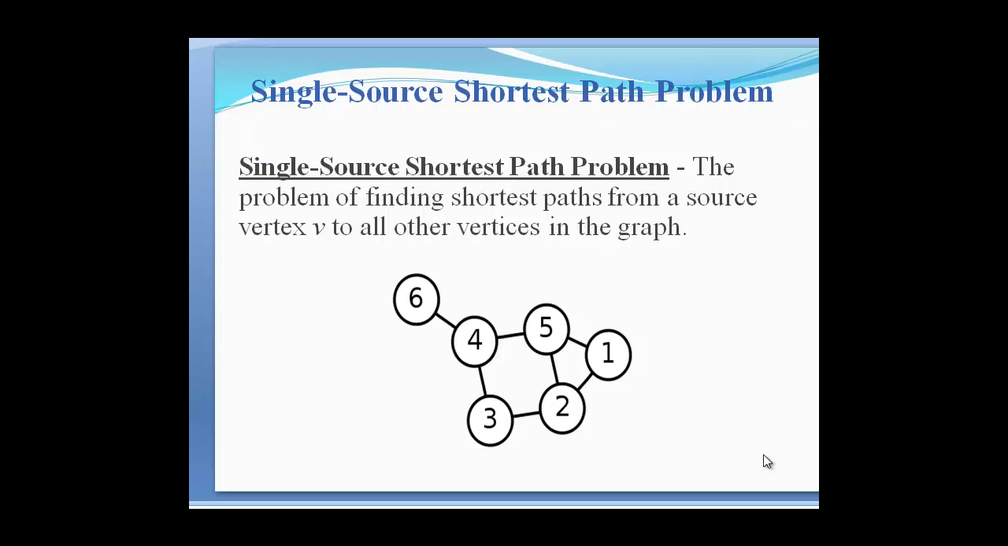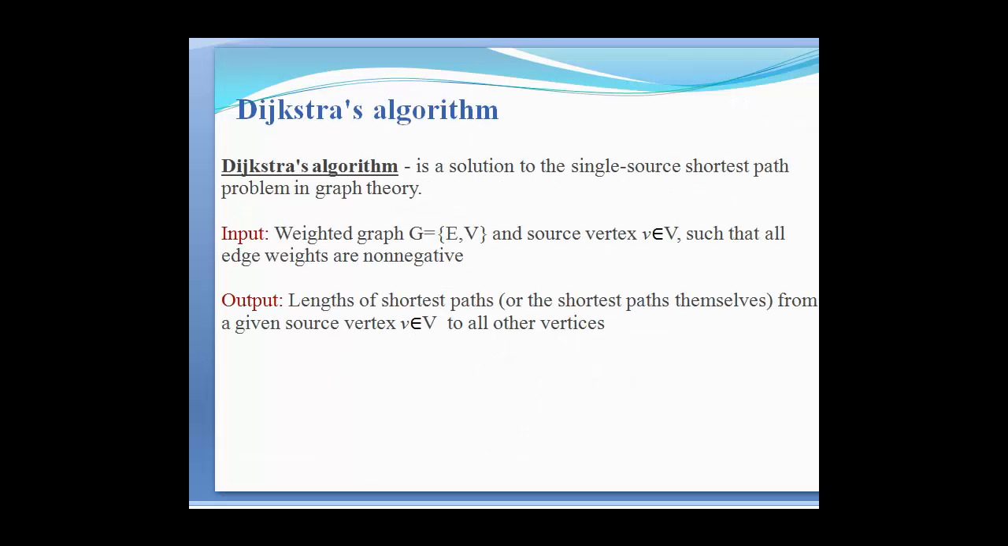What is the single source shortest path problem? The problem of finding the shortest path from a source vertex V to all other vertices in the graph is the single source shortest path problem. The Dijkstra algorithm is the solution for this problem. The Dijkstra algorithm is used to find the shortest path in the given graph. The Dijkstra algorithm is a solution to the single source shortest path problem in graph theory.